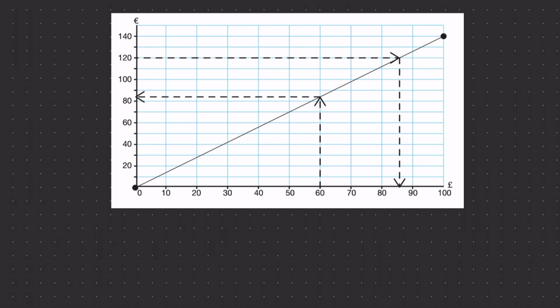So we've got two sets of dotted lines on this graph. The first is £60. And what we're going to do is trace upwards a vertical line to our diagonal or equation line. And then we're going to go to the left with another dotted line until we reach the y-axis, and just read off that value from the euros axis. So we can see that this will give us around 84 euros.